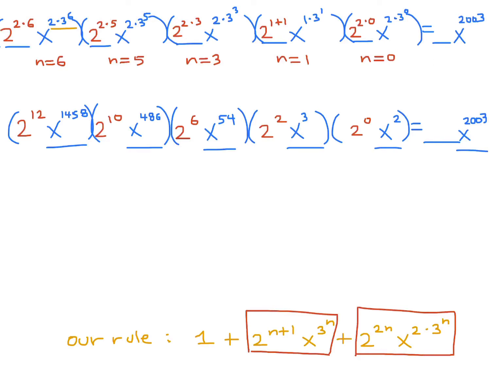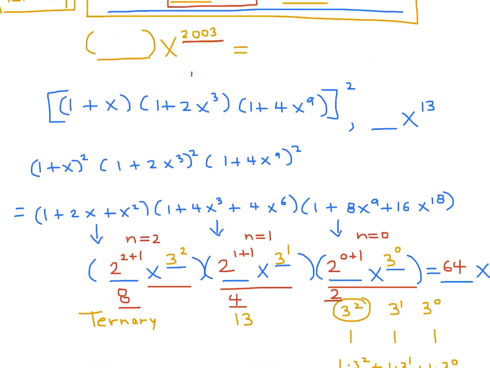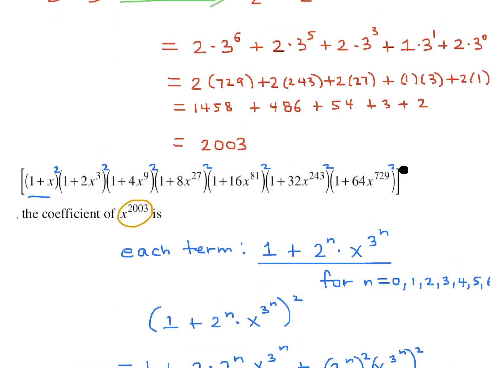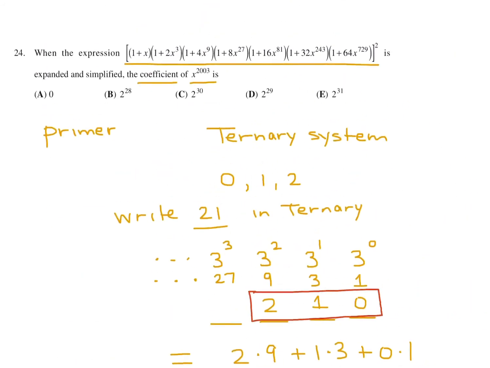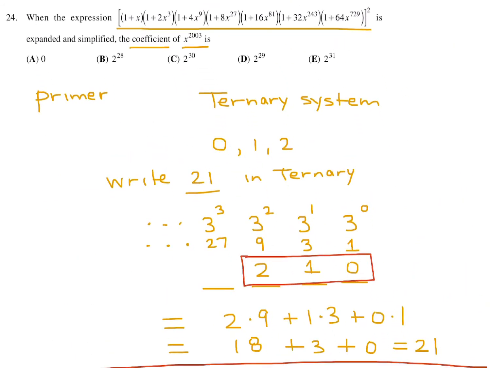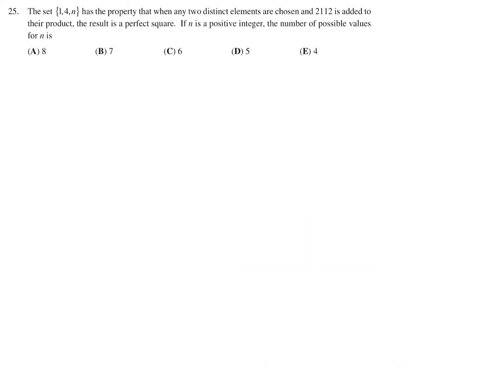Now we have to multiply the coefficients, so we'll do that. The base, of course, will be 2. We're going to add, of course, the exponents. 12 plus 10 is 22, plus 6 is 28, plus 2 is 30, plus 0 is 30. And there you go. That is the coefficient of x to the power of 2003. 2 to the power of 30. And going back to the very beginning, 2 to the power of 30 is choice C for number 24.